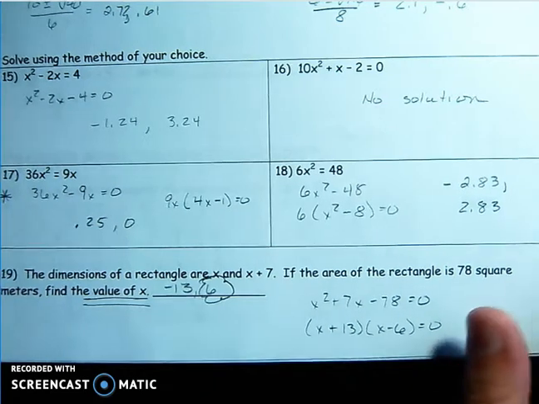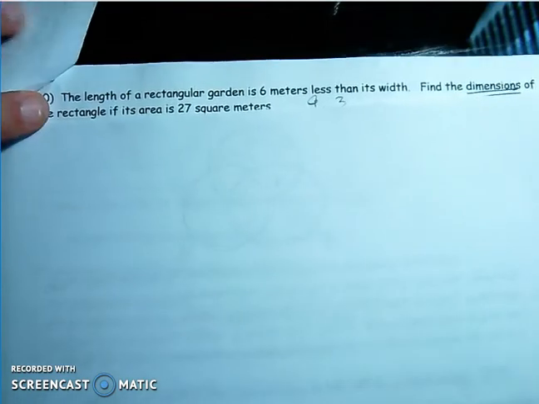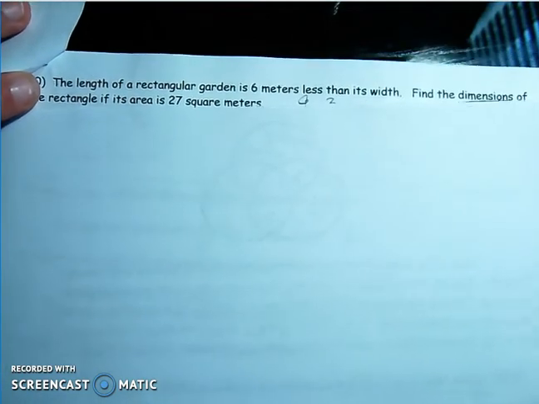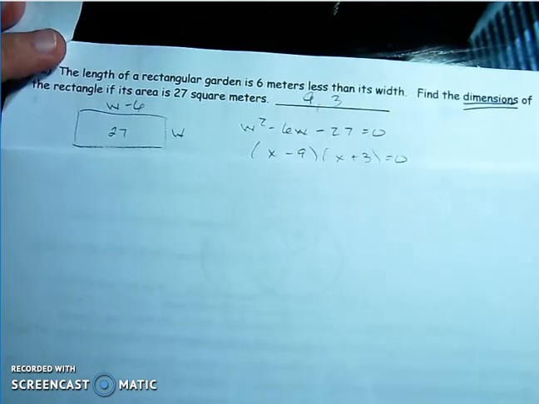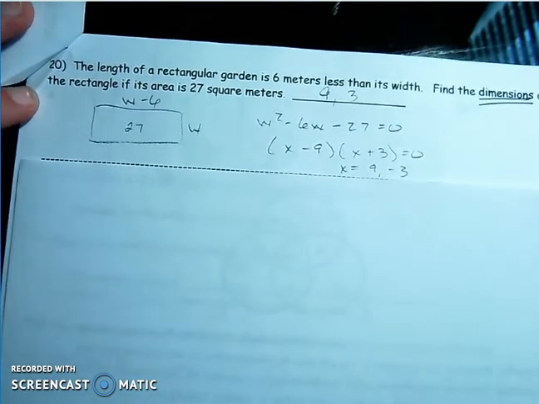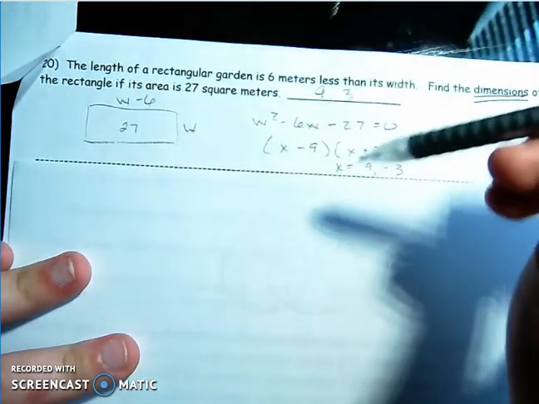If you have any questions about this problem, please ask Ms. Lewis now. If not, I would like you to go and try number 20 on your own, and then check your answers, which you can see now. If you have any questions, please ask. 20 is 9 or negative 3, with negative 3 not working.